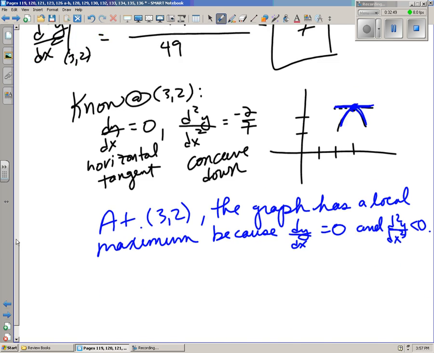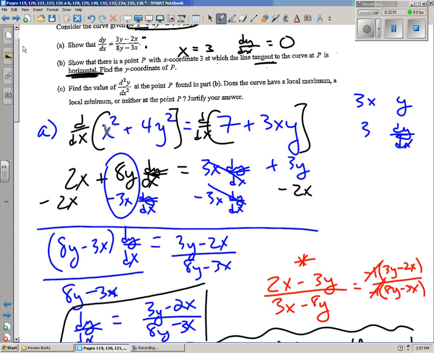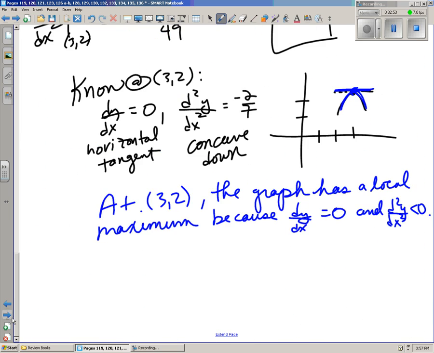I don't even know if they asked us. Did they ask us to explain? I guess they did. You could go even further and say, since we're concave down and we have a horizontal tangent, we know the graph must approach a local max. And you can kind of point to your picture and explain that. Now, we have not covered this thing exactly, but this is something I would expect that you be able to make a connection on the test.